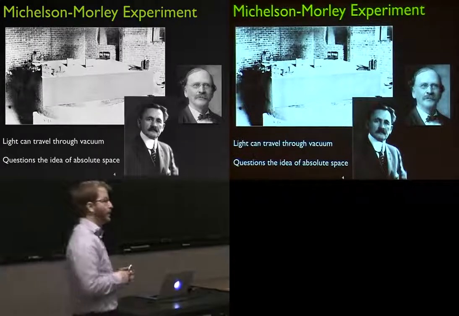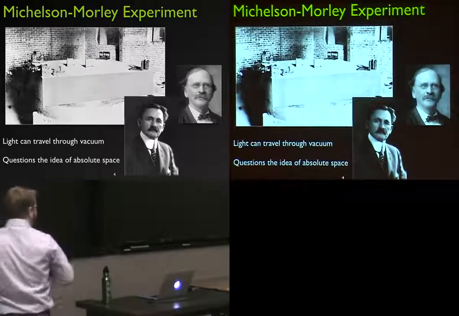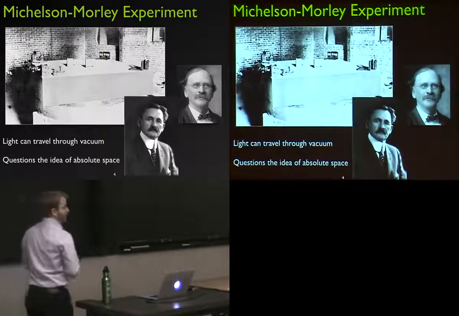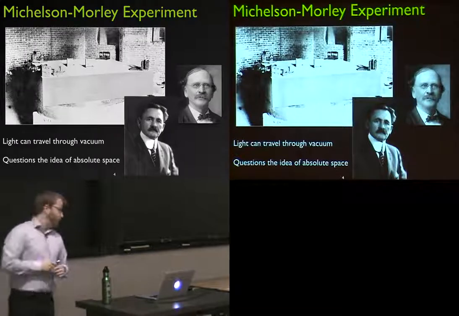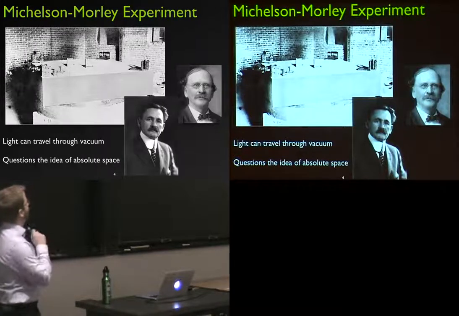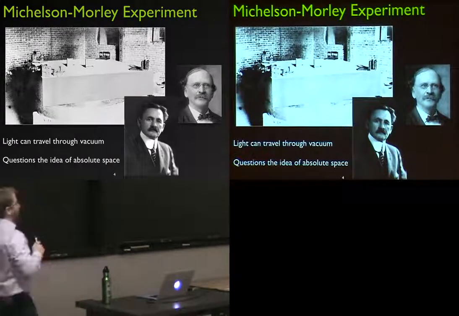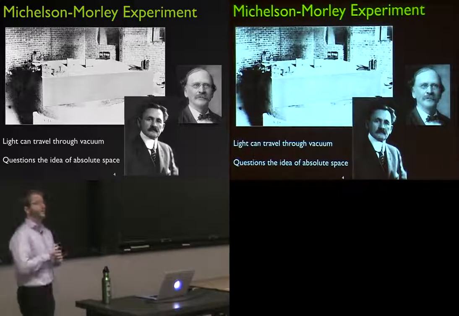All right, so just a quick reminder of where we left off, a very quick summary if you weren't here last week. We had the Michelson-Morley Experiment. Michelson down here, alum of U Chicago, very famous guy. He showed that light can travel in a vacuum, despite what many physicists thought at the time.